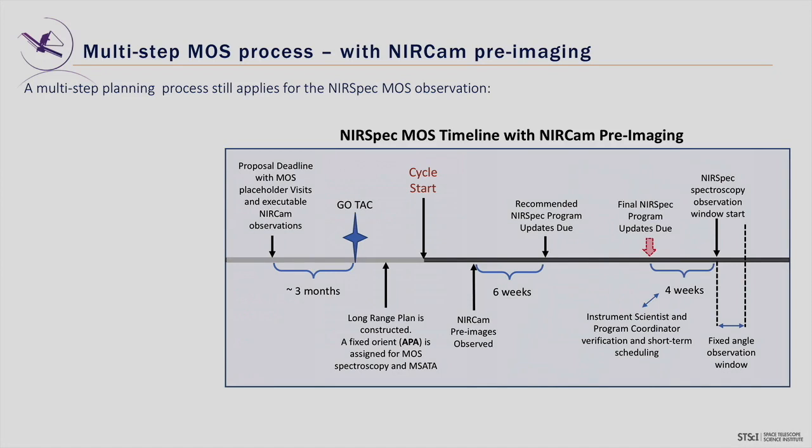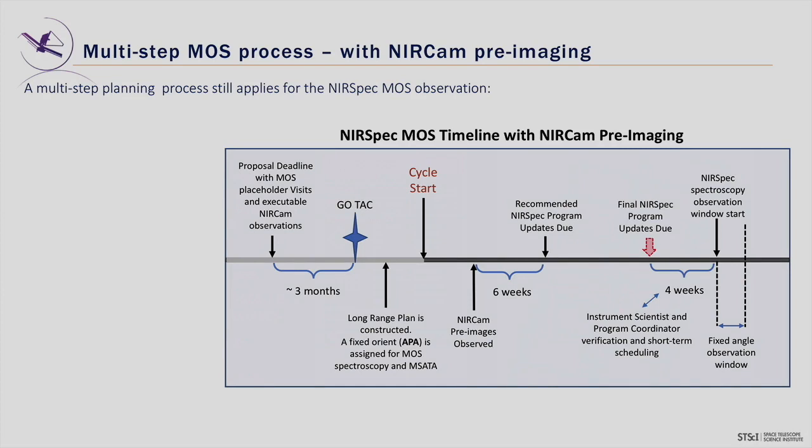So the process with NIRCam pre-imaging looks almost the same, just a tad different. Instead of the 6 weeks following the assignment of the aperture position angle, there'll be a little more time involved to do the actual NIRCam observations. And then after the NIRCam observations, you'll have 6 weeks to do the program updates for your MOS observation.